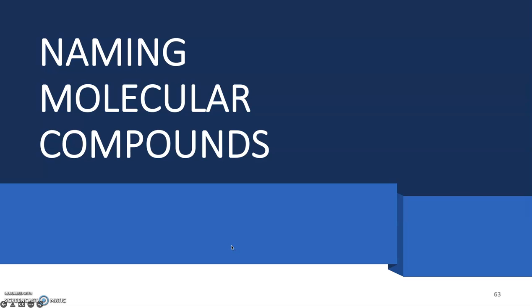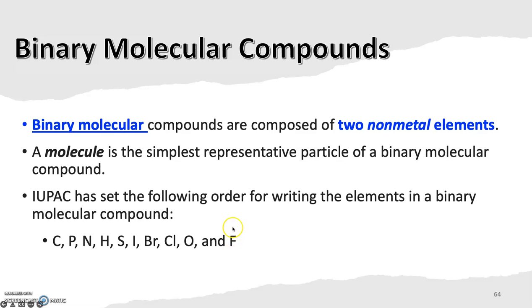Next, let's go over molecular compounds and naming them. Recall that binary molecular compounds are composed of 2 non-metal elements, and a molecule is the simplest representative particle of a binary molecular compound. IUPAC has set the following order for writing the elements in a binary molecular compound: C, P, N, H, S, I, Br, Cl, O, and F. What does it mean?